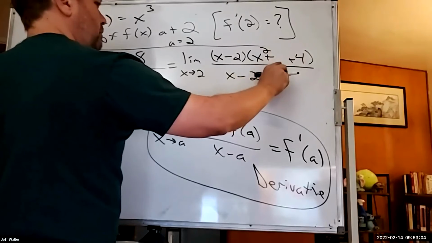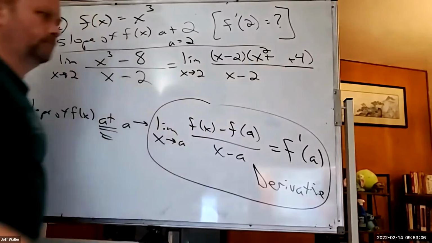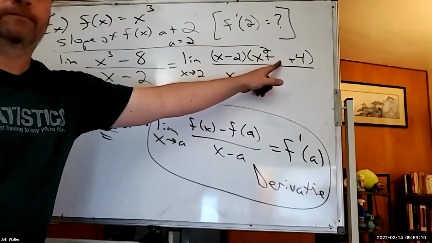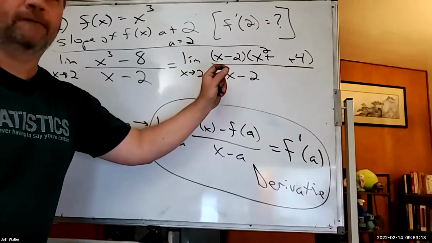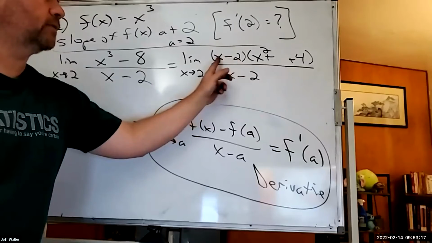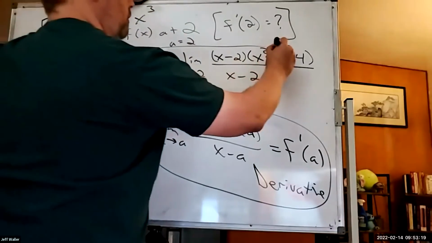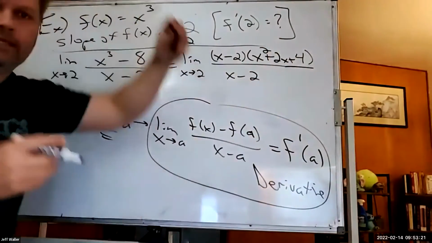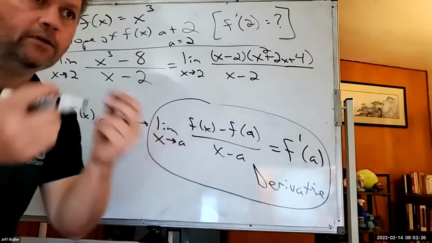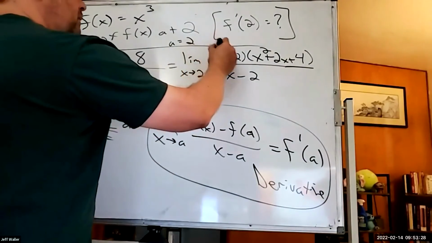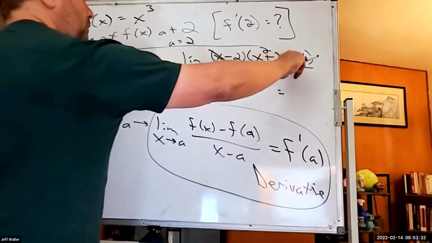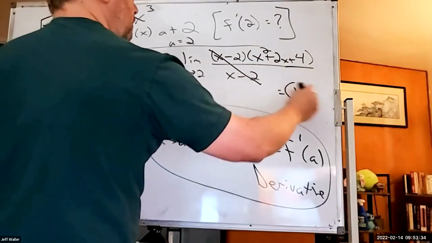And what goes in the middle here? What goes right here? 2x. It's always this times this. Can I kill the problem? Yes, kill it with the x minus 2 on top. Yeah, the problem disappears. And when I plug a 2 in now, I get 4 plus 4 plus 4, 12.